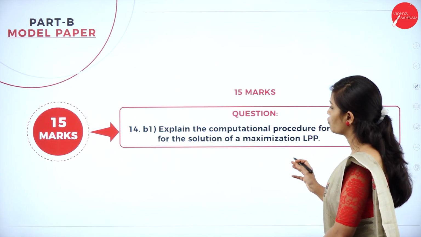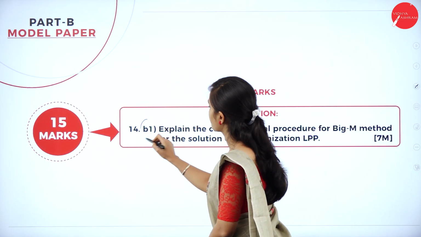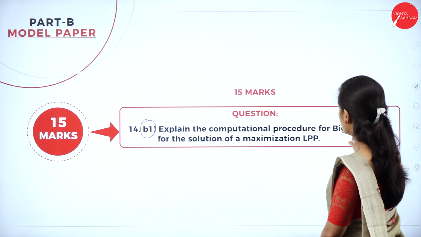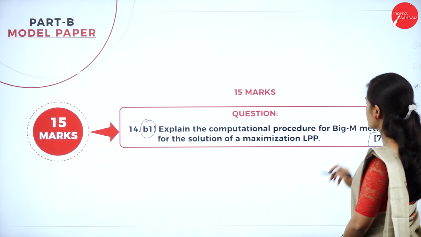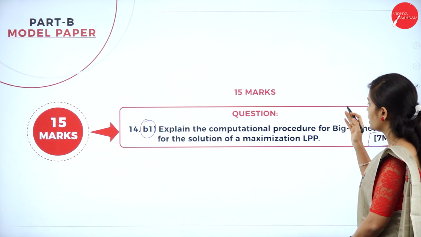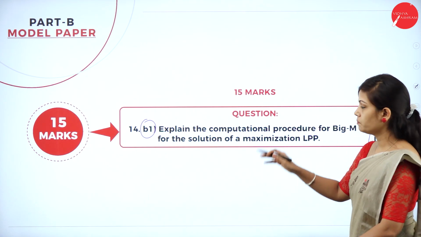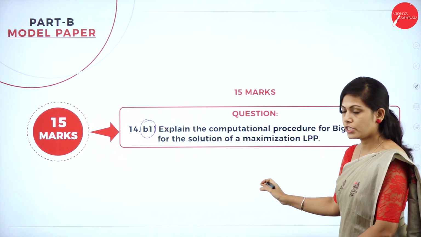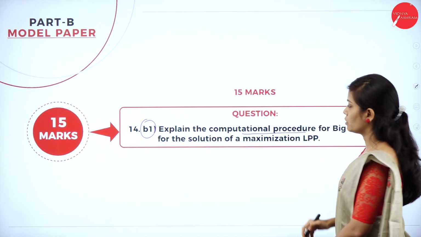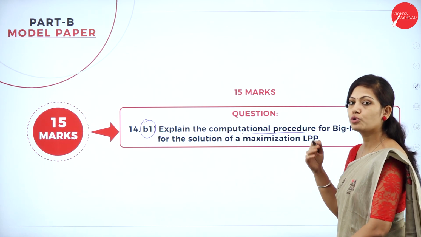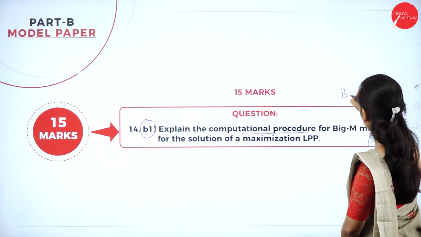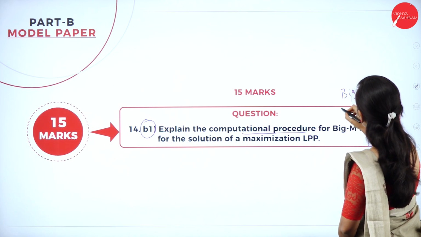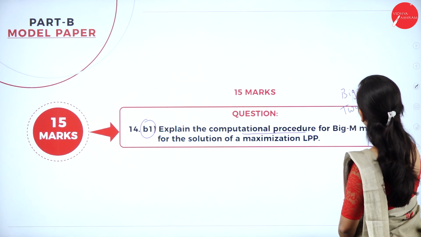And the next one is 14B1. Explain the computational procedure for the BCA method. Very, very important question for 7 marks. You can expect this question. So definitely there will be a problem or computational procedure. Computational procedure means you have to explain the steps of how to implement this BCA method. So you can expect BCA or the two-phase method.